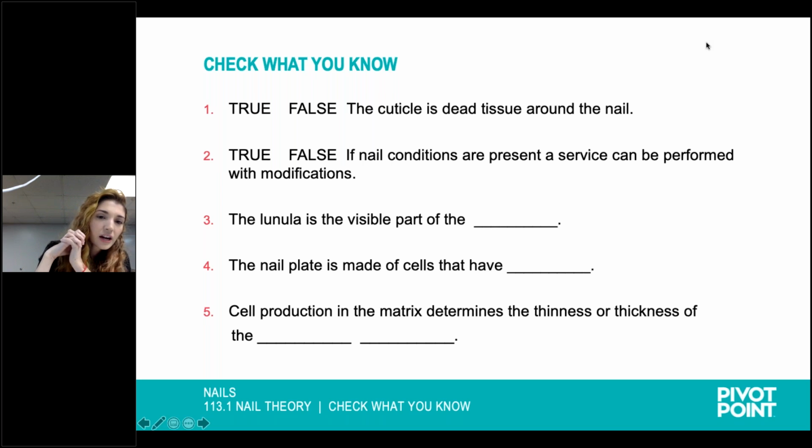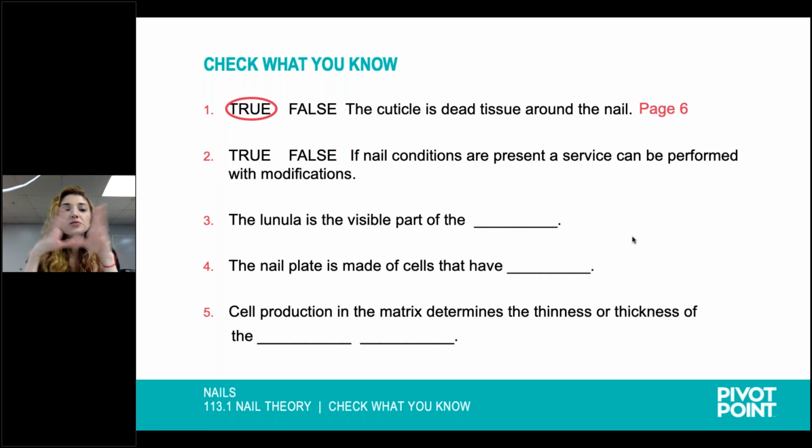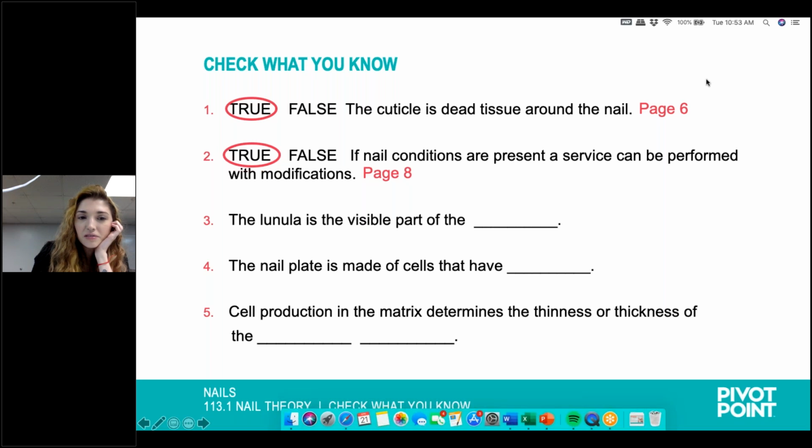All right, so true or false, if nail conditions are present, a service can be performed without modifications? True. A service can be performed with modifications. Oh yeah, I'm sorry. A service can be performed with modifications. I was like, what? Yes, you can. So not all nail conditions are contagious. It's those funguses, those bacterial infections. When you see any signs of swelling or infection, that's when we're not able to work on them. But if they just come in with some Beau's lines, things like that, it's fine.